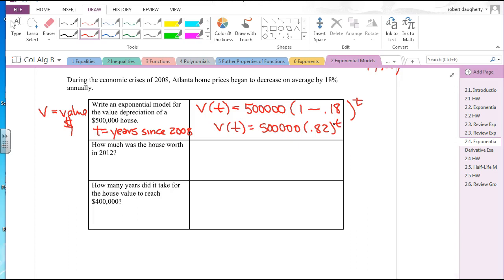What is the decay factor? It's what? You should be able to look at one of these formulas and tell me.